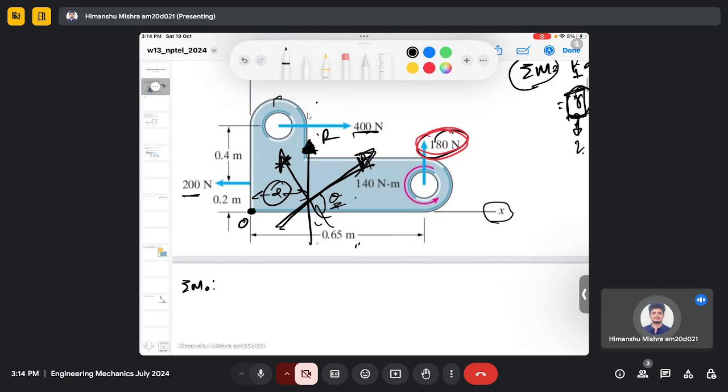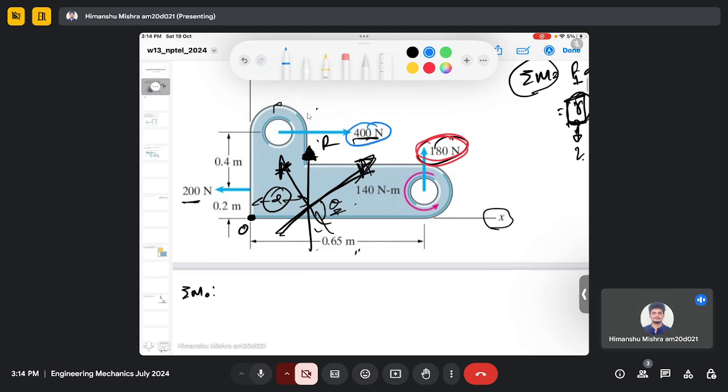So the forces which are creating the movement about point O are, first, this 400 Newton force, which is creating a clockwise movement about point O, because you can visualize that the direction of this force is clockwise. It's exhibiting the clockwise rotation about point O.